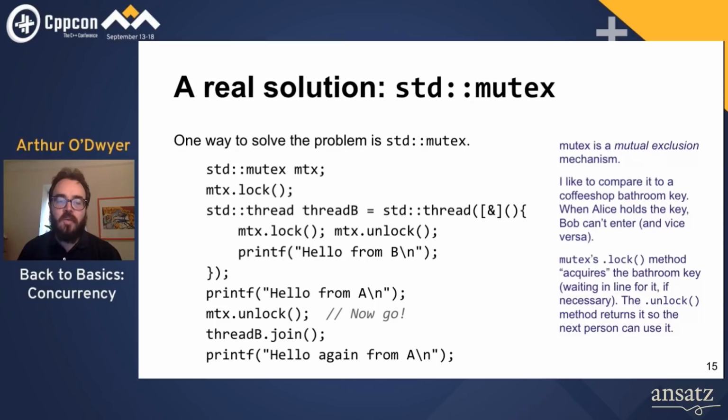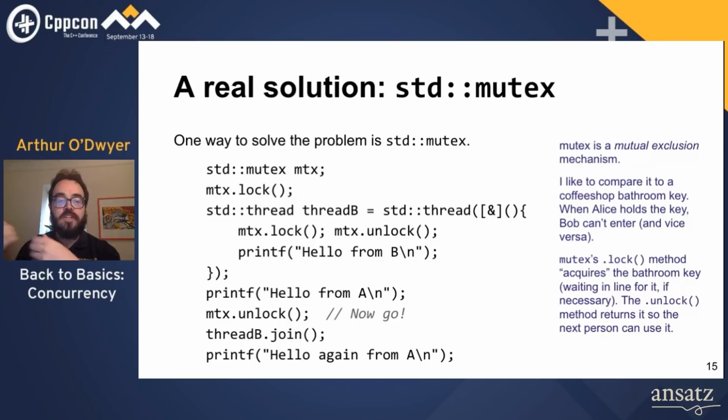That's what a mutex is. Right? It has two methods called lock and unlock. The lock method acquires this unique resource, whatever it is, the key attached to the big wooden spoon. The unlock method releases and returns that key so that someone else can use it.